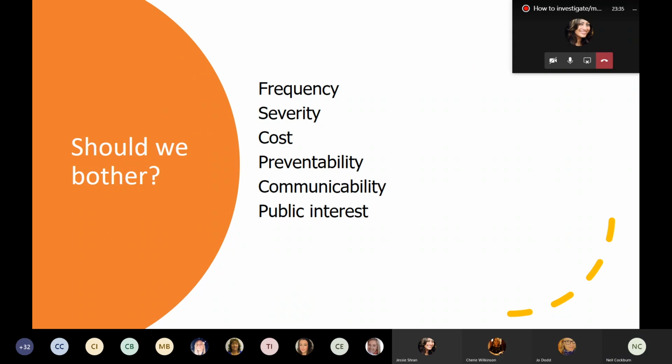Here are some really classic criteria for why you might choose to set up a surveillance system for a particular disease. Frequency, that's fairly obvious, but the more of it you've got, the more you need to know where it is and how much of it is happening. But severity is really the key one.